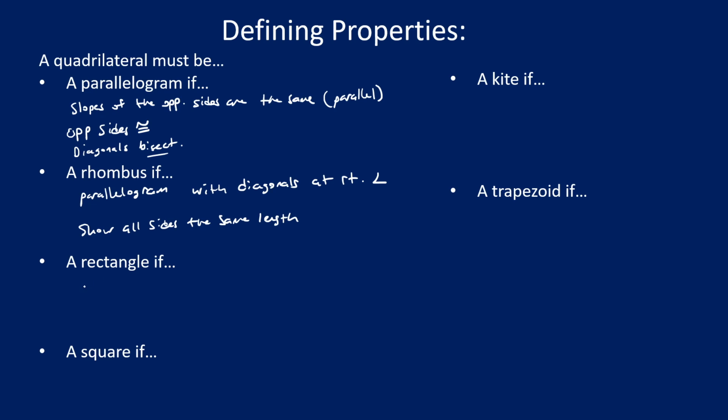We can prove it's a rectangle if it's a parallelogram with all right angles. And the way we'll do that is we'll check if the sides are perpendicular to one another. The other way we can do it is if the diagonals are congruent.